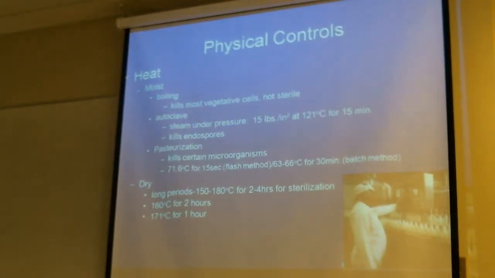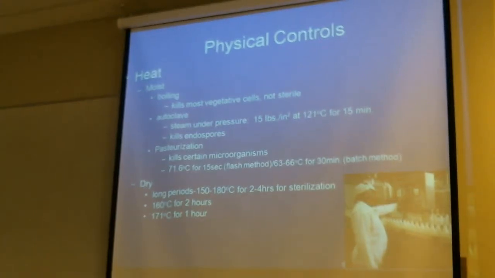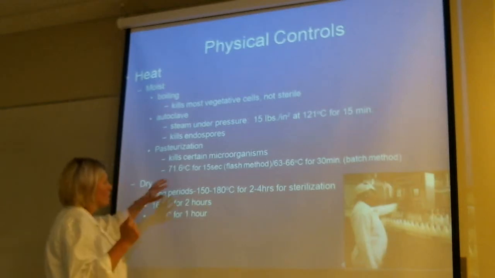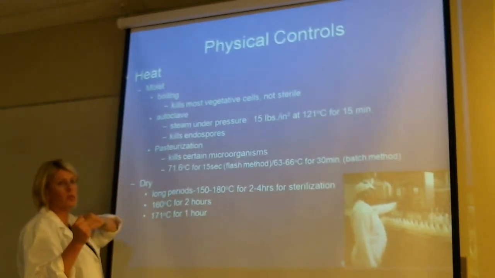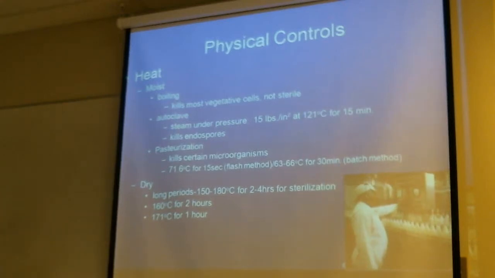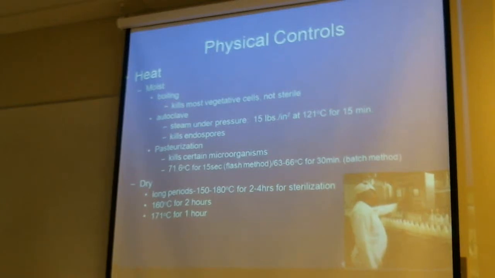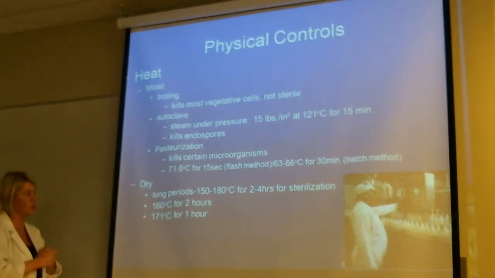Now, pasteurization, they've since come out with ultra pasteurization, which I don't require that you know on the exam. But pasteurization only targets certain microorganisms. There are two different methods that are commonly used, the flash method and the batch method. The flash method is 71.6, usually rounded up to 72 degrees Celsius for 15 seconds. It's really fast, and that's why they call it the flash method. The other one is 63 to 66 degrees Celsius for 30 minutes, so it gets exposed for a longer time period.